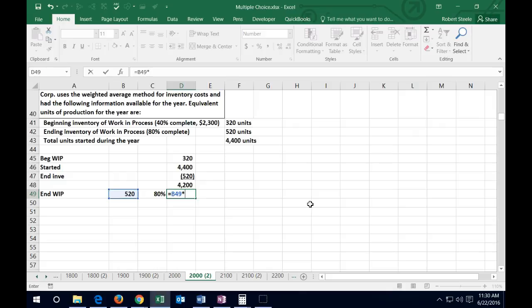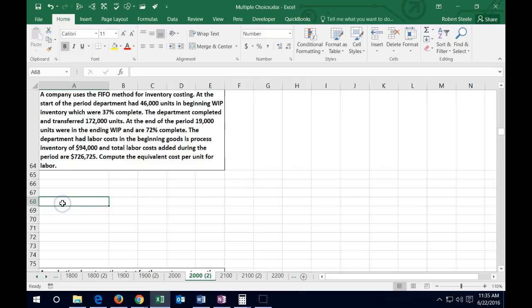So we're going to take the 520 times the 80%, and we have the 416. So of these 520 units, 80% had been completed. Equivalent units 416. We're going to go to the Home tab, font, underline, and then just add those up. We're going to say this equals the sum of the 4,200 plus the 416, and that will give us our answer of equivalent units of production for the year.